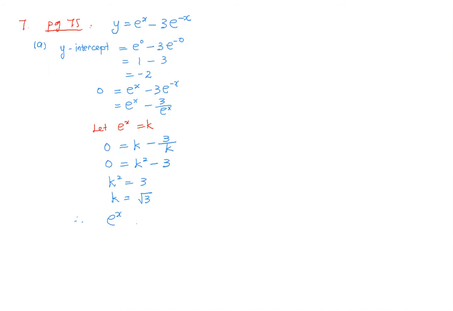Okay, why didn't I put minus? Because e to the power x is always greater than 0. So x is equal to ln square root of 3. All right? So it's half ln 3. Yep. Is that fine? Yeah. Good. So you can go to part B.